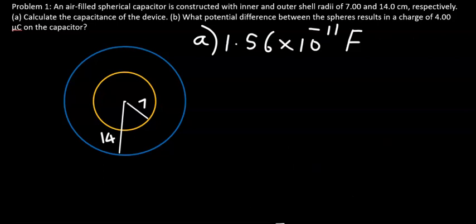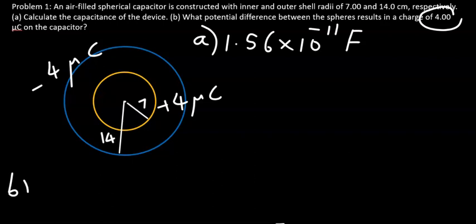Part B. What is the potential difference between the spheres if you have this much charge on the capacitor? So let's assume that the inner sphere carries a positive 4 microcoulomb and the outer sphere carries a minus 4 microcoulomb. So that is your Q.